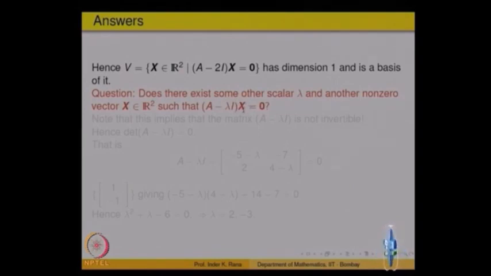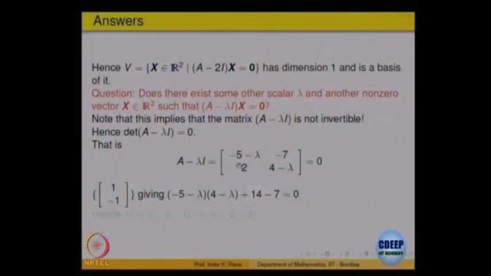If it is singular, what should happen? The determinant should be equal to 0. So, if this is true, then A minus lambda I cannot be invertible, so its determinant must be equal to 0. Let us find that out. Let us look at A minus lambda I, and its determinant equal to 0.